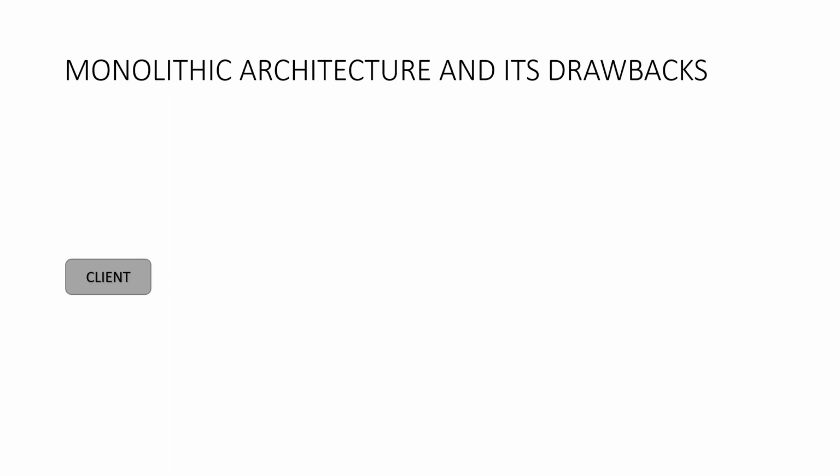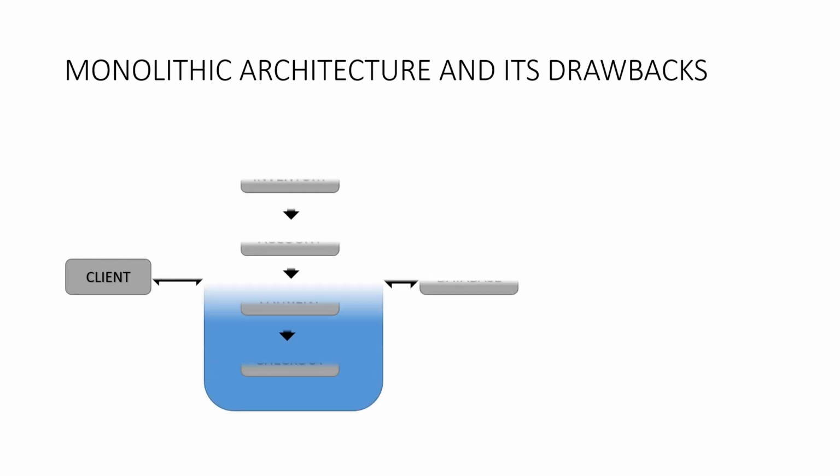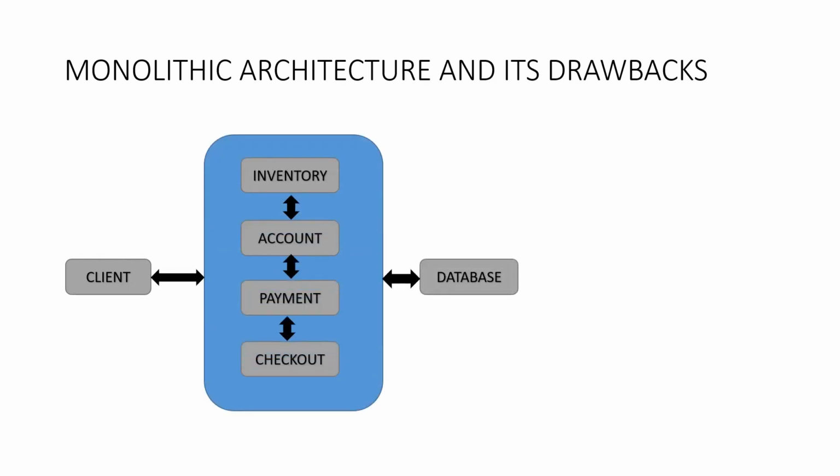The monolithic application means a single-tiered software application in which both the user interface and data access code are combined into a single artifact. To understand clearly, let's imagine we want to create an e-commerce application. So let's have a sample architecture here. In this architecture, we have inventory, account, payment, and checkout. So these are the modules present in this application. All the modules' functionality is present in a single code base.